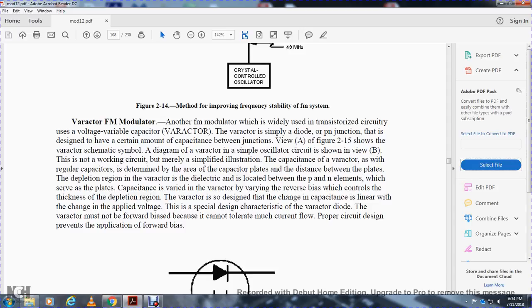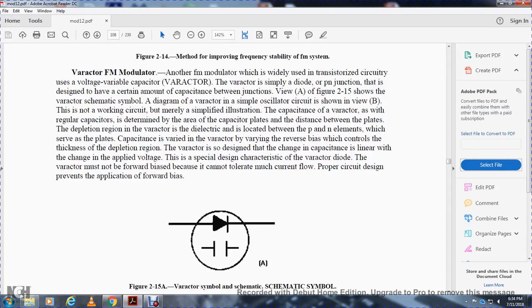The capacity is varied in the varactor by varying the reverse bias, which controls the thickness of the depletion region. The varactor is designed so that the change of capacity is linear with the change of the applied voltage. This is the special design character of the varactor diode. The varactor must not be forward biased because it cannot tolerate much current flow, but proper circuit design prevents application of forward bias. Figure 215 shows the varactor symbol and schematic symbol.